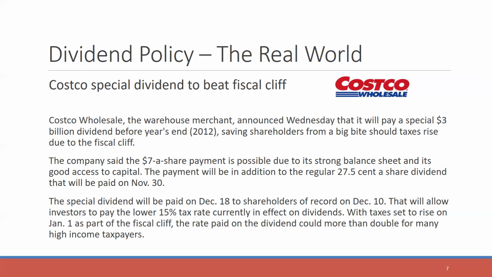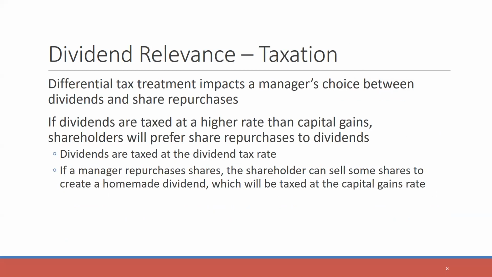So hopefully what we can learn from this example is that dividends do affect the way that firms behave. And a lot of that behavior operates through these tax implications. The fact that different investors have different tax preferences is such that even in the presence of taxes rising, we observe a company speeding up a large special dividend. Dividend relevance and taxation: differential tax treatments impact a manager's choice between dividends and share repurchases.